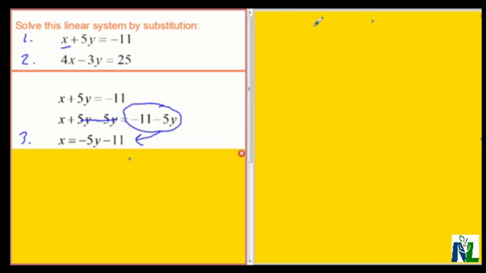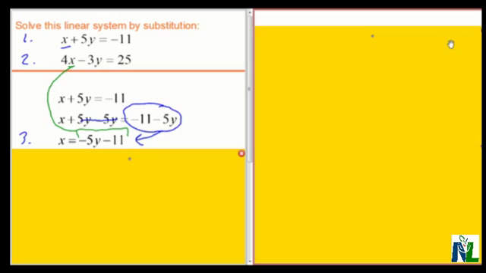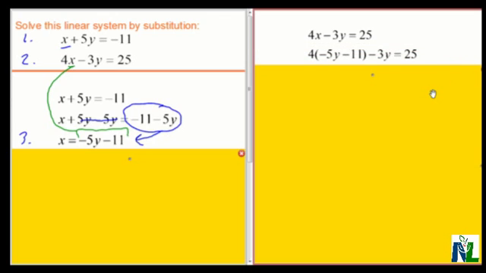Now, what I'm going to do next is, in equation 2, where I see x, I'm going to substitute in the expression negative 5y minus 11. So in equation 2, 4x minus 3y equals 25, where I see x, I substitute in the expression negative 5y minus 11. So I get 4 times, in brackets, negative 5y minus 11, minus 3y equals 25.